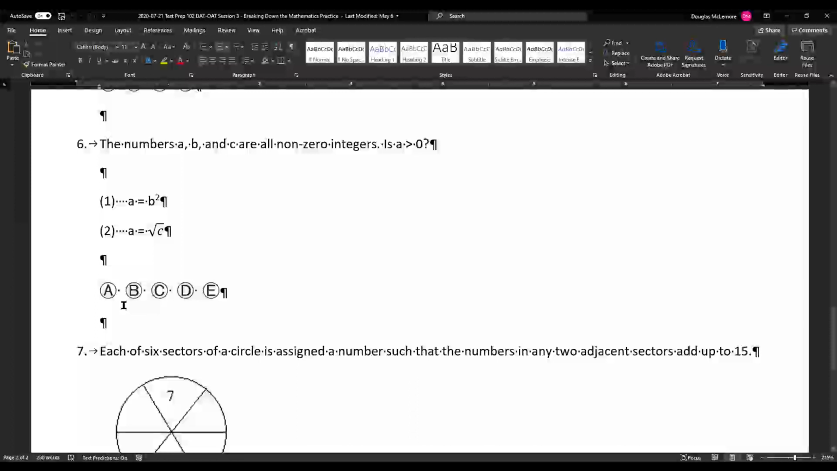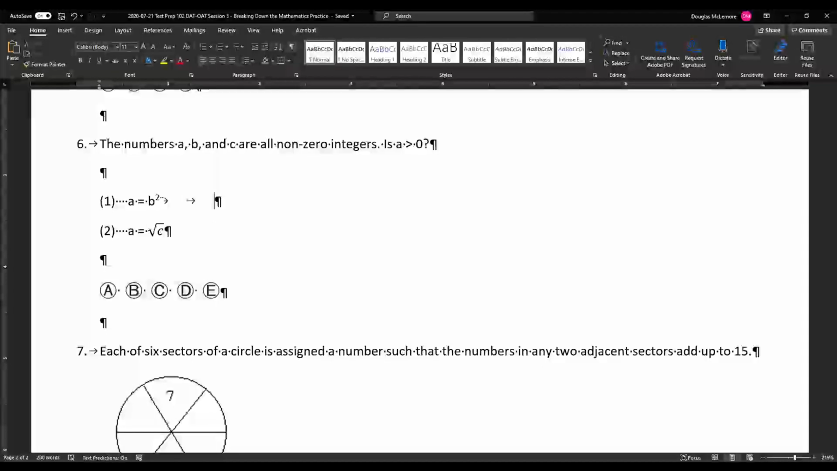We're looking to say, okay, the numbers A, B, and C are all non-zero integers. Is A greater than 0? So is 1 sufficient to tell me whether A is greater than 0? If A is equal to B squared, is that sufficient to tell me that A is greater than 0? Think of some examples.